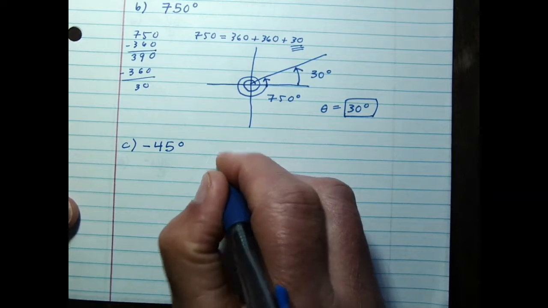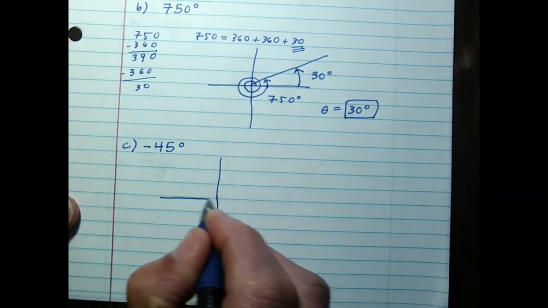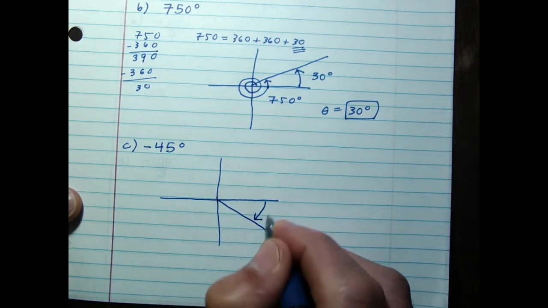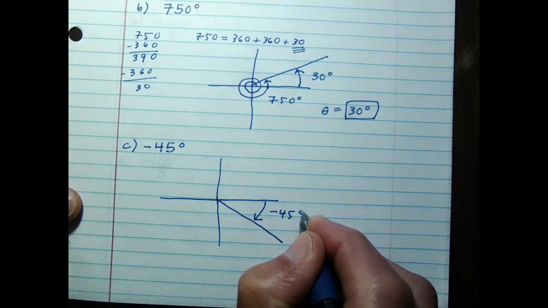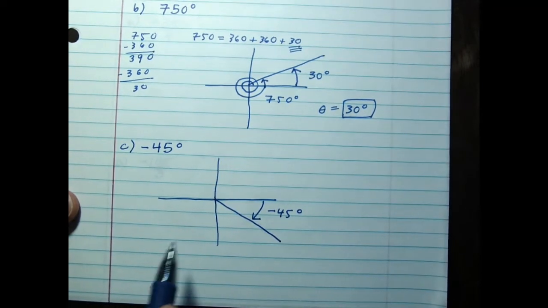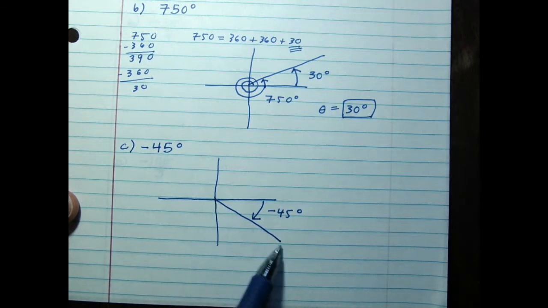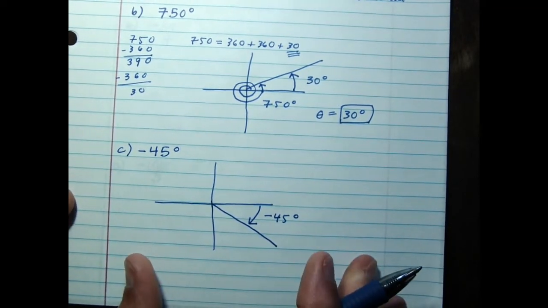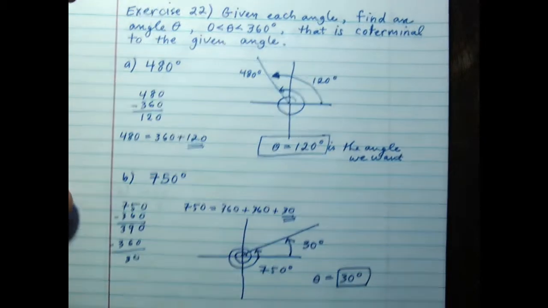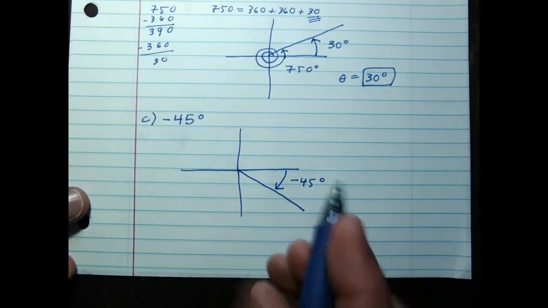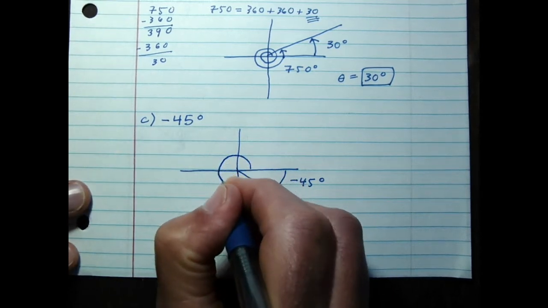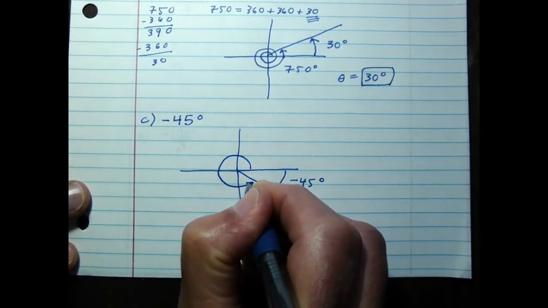Part C, negative 45 degrees. Easy one to draw, not hard to draw, negative 45 degrees. Now, the conditions here are that there are infinitely many angles that are coterminal to this given angle. But it turns out there's only going to be one that's between 0 and 360. So saying we're between 0 and 360 says we have to rotate counterclockwise. We have to go this way, all the way around to that same terminal side.